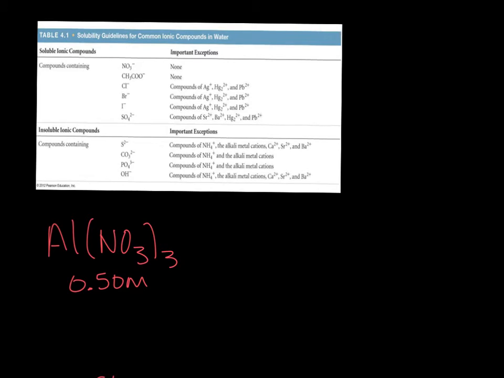So, if we have aluminum nitrate, it is 100% soluble. We can see that when we look right here at our solubility rules. Nitrates are always soluble no matter what. There's no exceptions to that because these are all soluble up here at the top. And so this is going to 100% dissociate, so we're going to draw it like that.